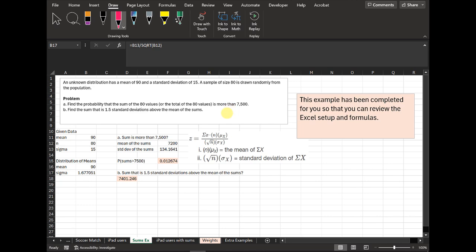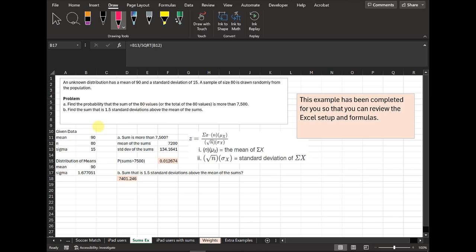Okay, so we have an unknown population that has a mean of 90 and a standard deviation of 15, and a sample size of 80 is drawn randomly from the population. Find the probability that the sum of 80 values is more than 7,500. Notice how this question is worded a little differently from what we've seen in the previous tabs, because we're talking about finding the probability that the sum of the 80 values.